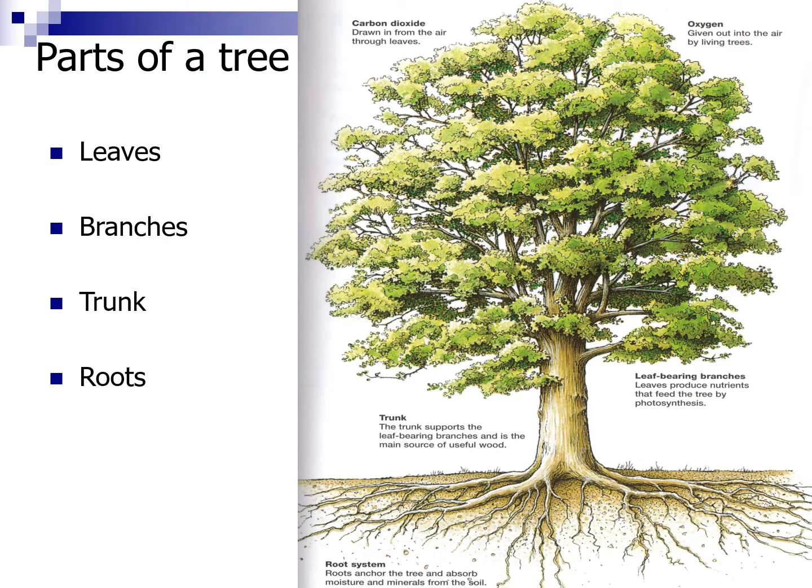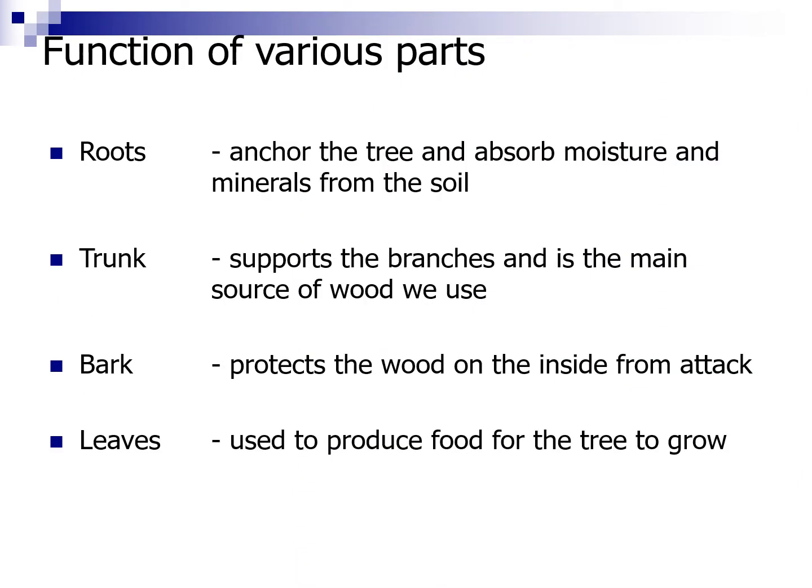Okay, so the parts of a tree. What's the leaves, branches, trunk and roots. The leaves we're going to explain in a while. The branches, and the roots. So the roots anchor the tree and absorb moisture and minerals from the soil. It also is the main stability mechanism during a storm to stop the tree from falling over.